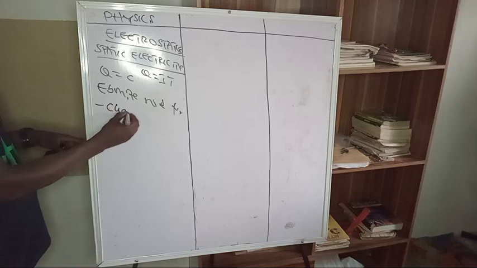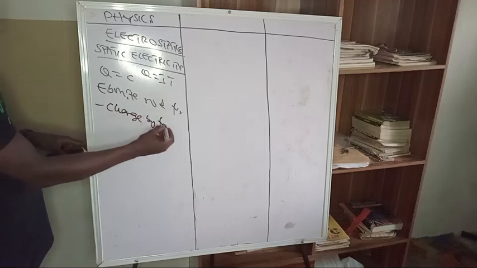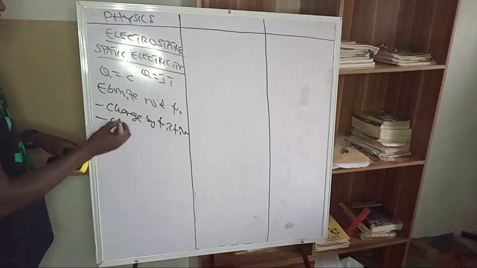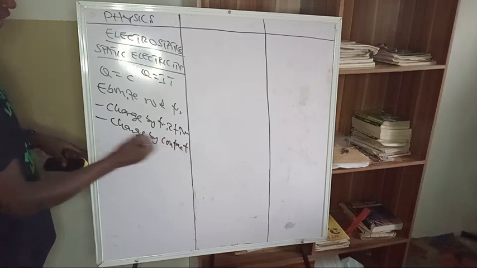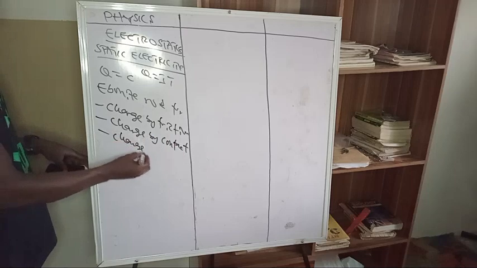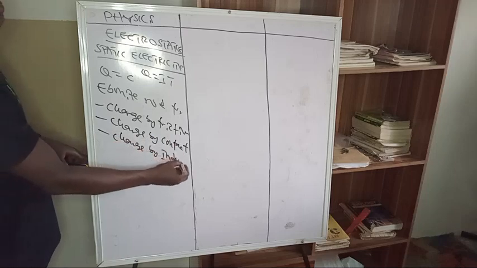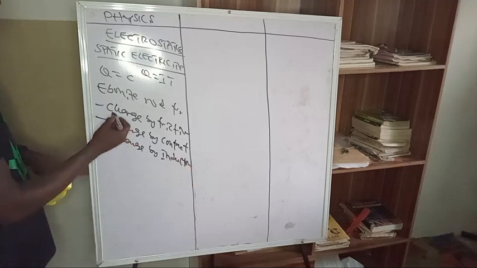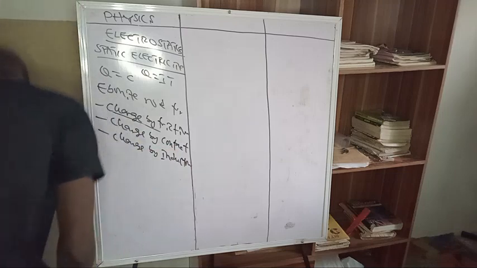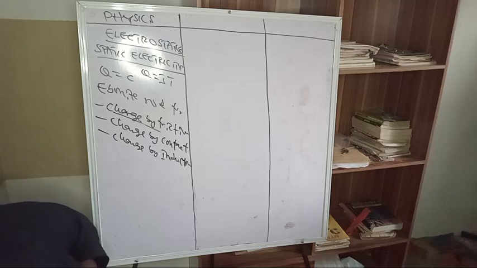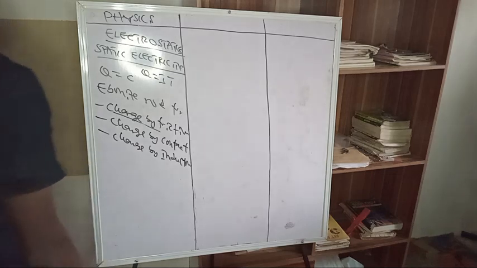We can charge by friction, we can charge by contact, and we can charge by induction. These are the three ways we can charge. So, what is charging by friction? Charging by friction is charging by rubbing one body against another body. It is defined as the method of charging in which two bodies are rubbed with each other. That is charging by friction.